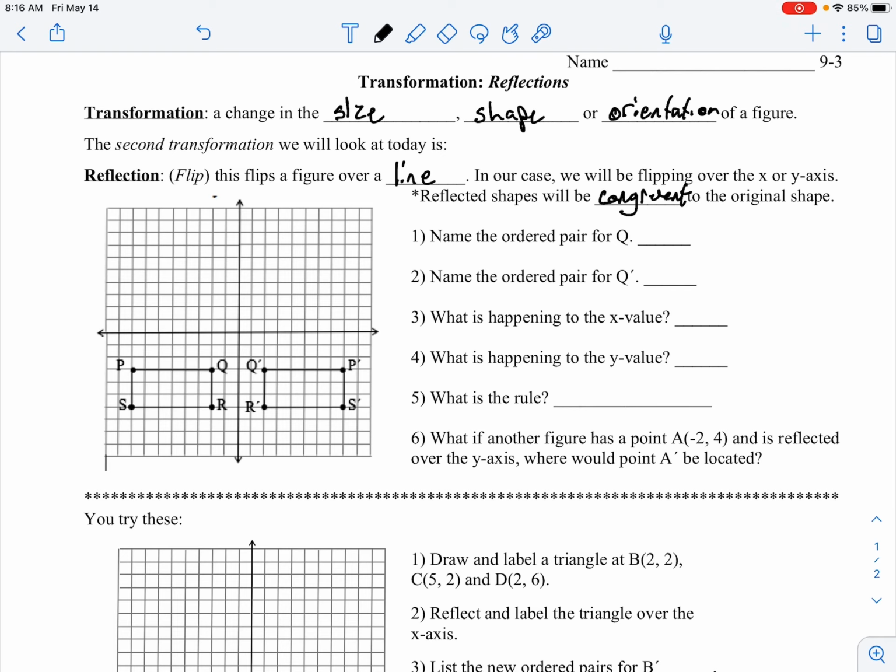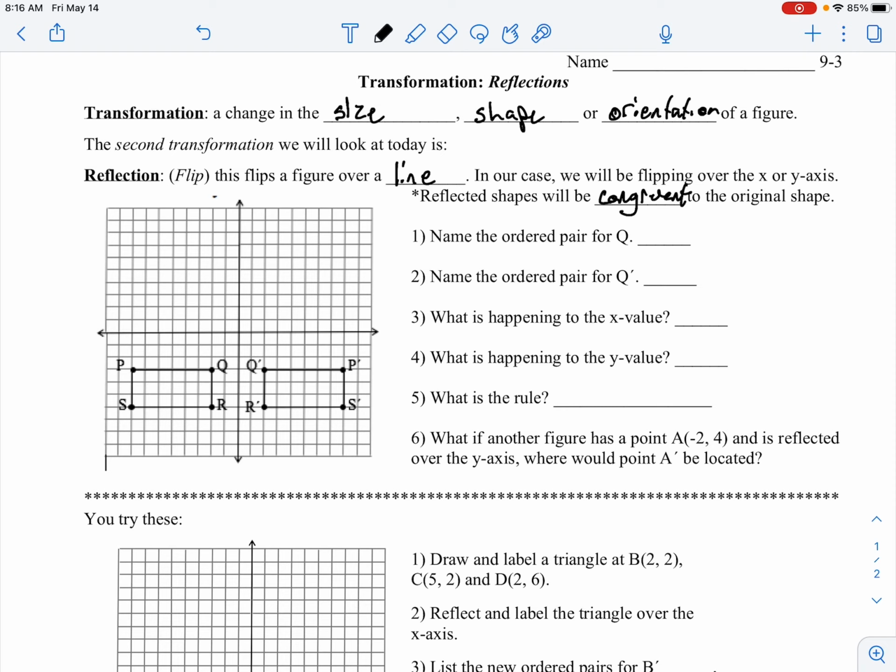So if reflections seem a little difficult, just remember this line is kind of acting just like a mirror, and we're just flipping it around to the opposite. When you look in a mirror, you're seeing yourself, but kind of backwards, right? That's what's happening with this line. We're flipping it over so that it's appearing backwards from how it did.